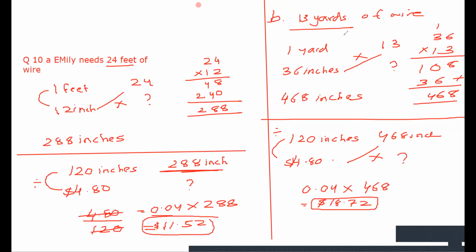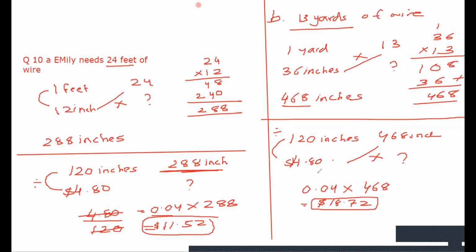First, I change into inches. I got 468 inches. Then from the table, I wrote 120 gives me $4.80. So 468 gives me how much? This I will divide. I got 0.04. This I will multiply. I got $18.72. Okay?